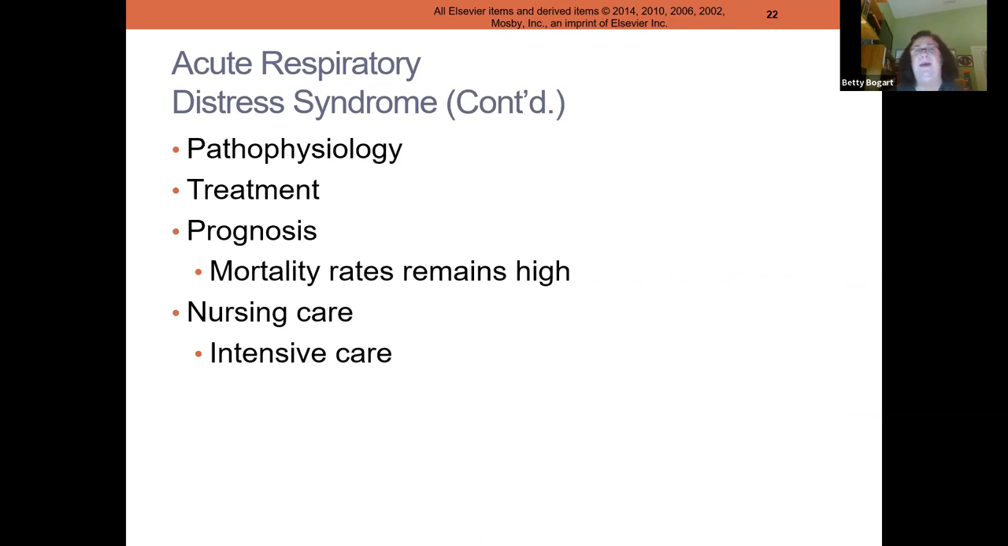So as I said, how do we treat ARDS? We're going to totally knock the child out, try to breathe for them, and try to work on good pulmonary toileting and letting those lungs try to work. But as you can see, mortality rates are very high. They die a lot from this. And these children are usually a one nurse to one patient scenario. They are that sick.